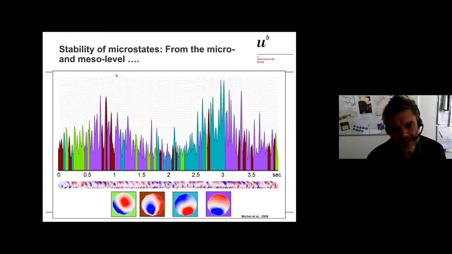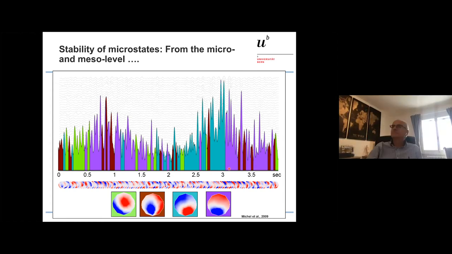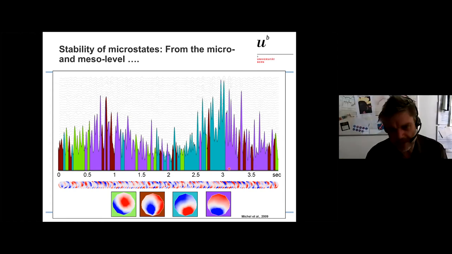There's a meso level also, where we see states reappearing. Okay, we see this violet state here and here and here again. So it's not that the brain is producing a wild number of different microstate types. There seems to be a relatively low number of typical microstates that we keep observing over time in the same subject. There's a preferred repertoire, as Dietrich Lehmann said, of microstates that are revisited again and again.